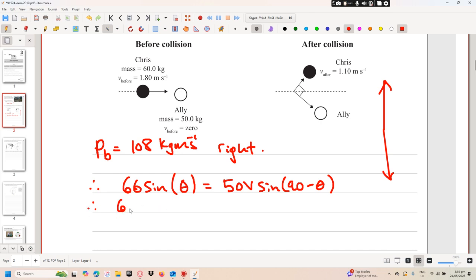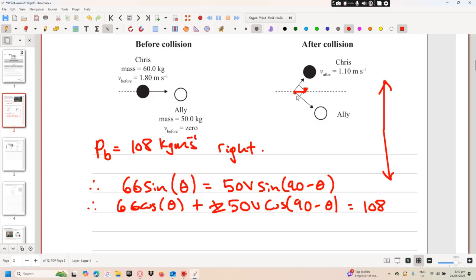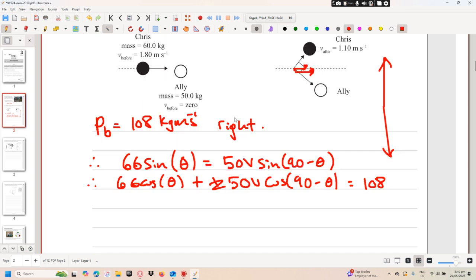And then we can say that 66 cos theta plus 50 V, no, not sine, fudge, skip that one up, 50 V cos of 90 minus theta equals 108. So those are the horizontal pieces, this horizontal piece plus this horizontal piece. Okay, so this is simultaneous equations for theta and V. You only really care about V though.